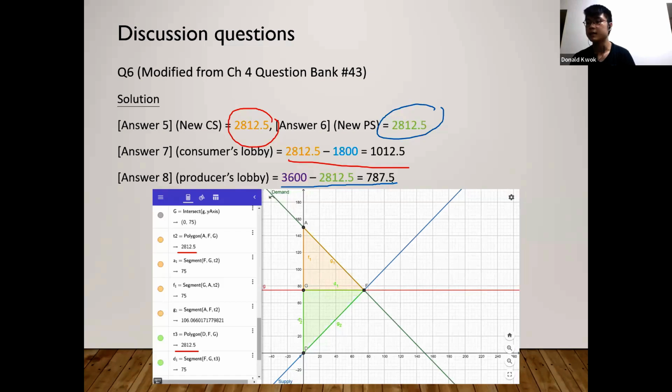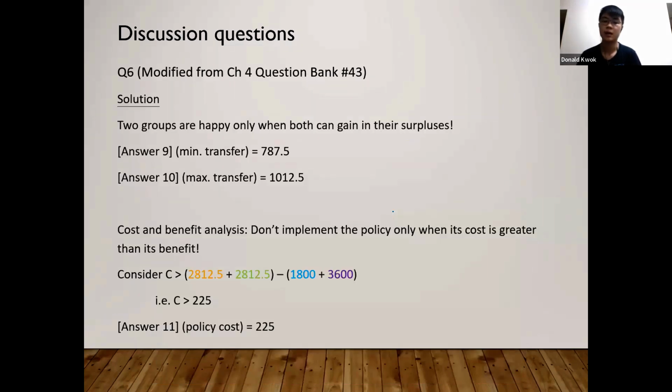And for parts 9 and 10, we're going to find the minimum and the maximum amount that the government should tax consumers to transfer to the producers so that the two groups are happy with the abolishment of the taxi license. So to make both groups happy with the abolishment, both groups should have a higher gain taking into account the transfer. Because we know that the abolishment will lead to a fall in producer surplus by this amount, this means that the producers have to be compensated at least the decrease in producer surplus so that they will be happy with the abolishment.